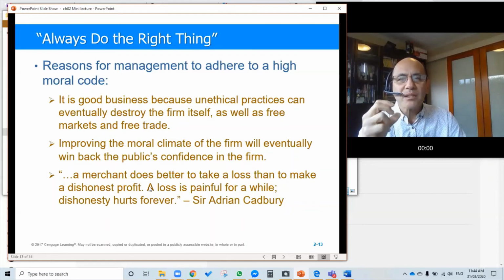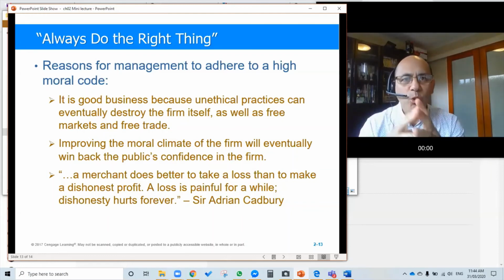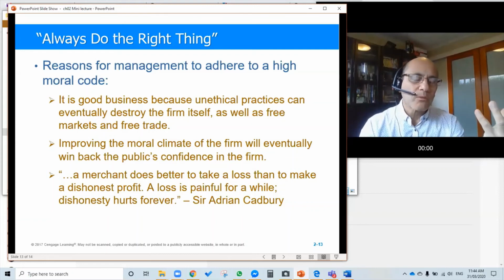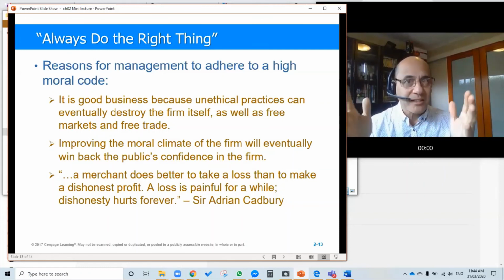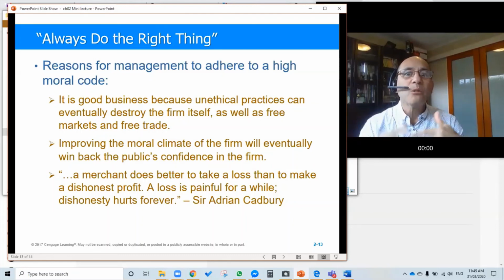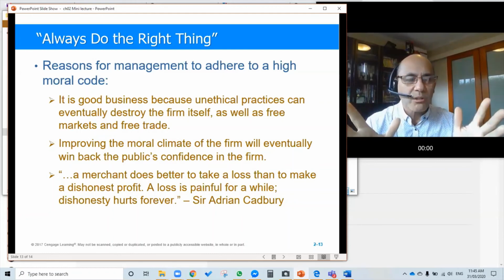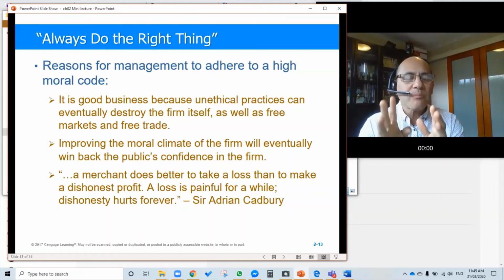I guess what this means is if you had to make a choice as an entrepreneur, whether to lose a little bit of money or to do something unethical, it's probably better to lose a little bit of money, because that's a temporary situation. Eventually, you'll make money to cover your losses. But if you do something dishonest, like not pay your taxes or cheat your customers or cheat your employees, then that is something that will damage your conscience. Your conscience will bug you for the rest of your life.